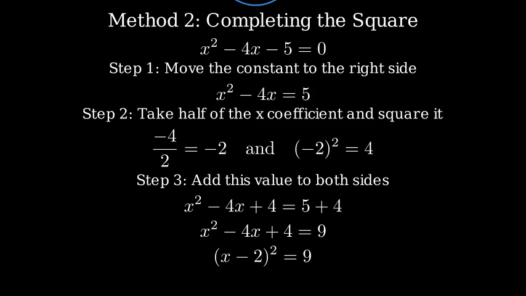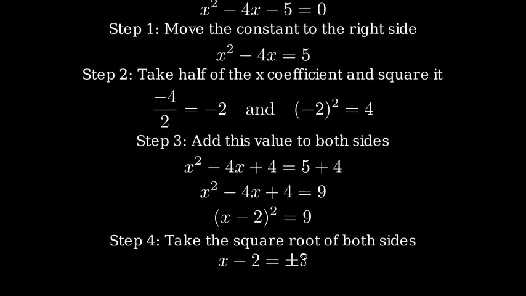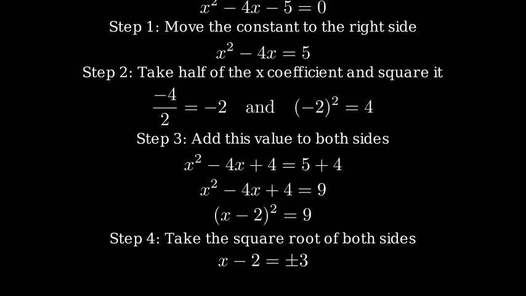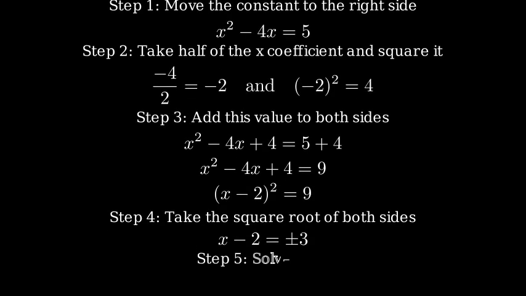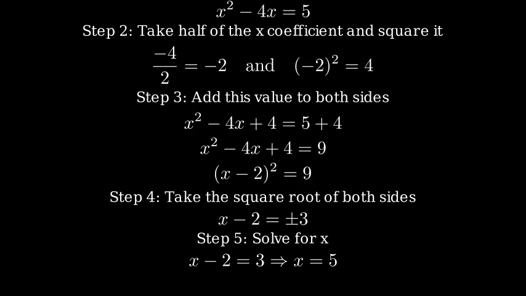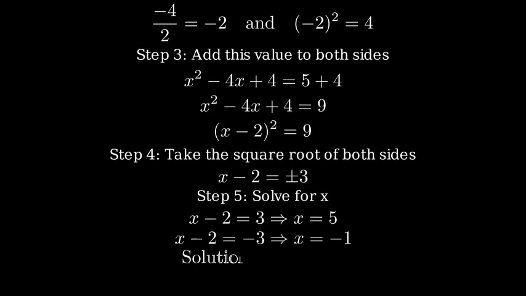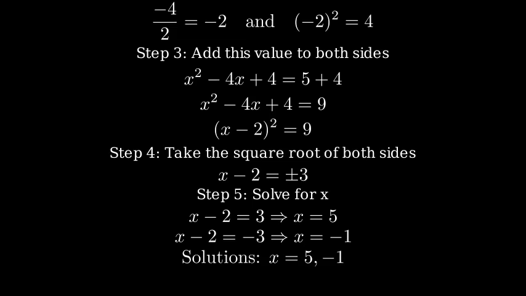The left side is now a perfect square trinomial. Open parenthesis x minus 2 close parenthesis squared equals 9. Step 4. Taking the square root of both sides, x minus 2 equals plus or minus 3. Step 5. Solving for x. If x minus 2 equals 3, then x equals 5. If x minus 2 equals negative 3, then x equals negative 1. So the solutions to our equation are x equals 5 and x equals negative 1.